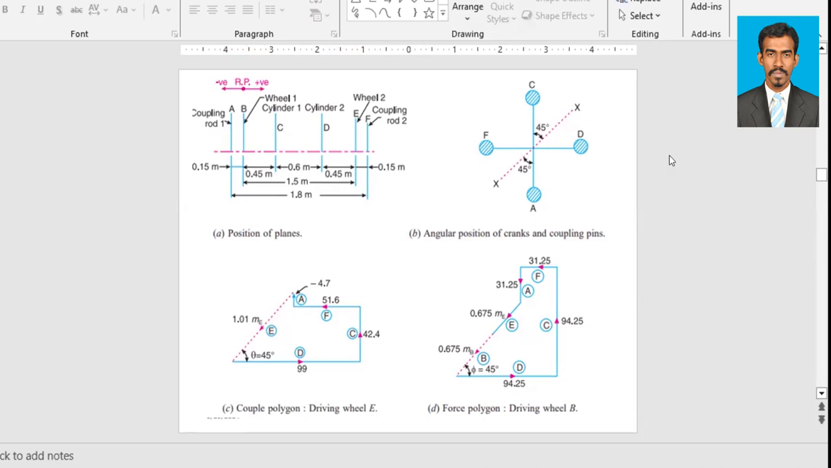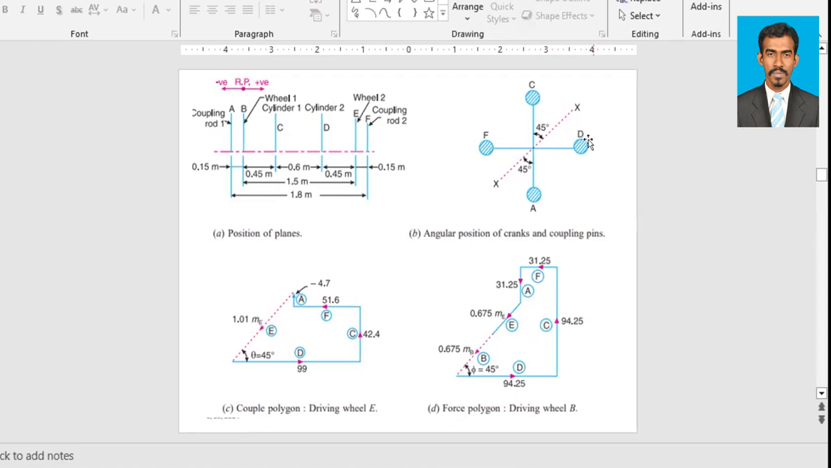Now we have to position the cranks, the angular positions of cranks and coupling pins. In the numerical, it said the cylinders are at right angle. So C and D are at right angle to each other, and the coupling rods are 180 degrees from their respective cylinder. If I consider C, the coupling rod is A for that one, and if I consider D cylinder, the coupling rod is F, 180 degrees. So these are the known masses.